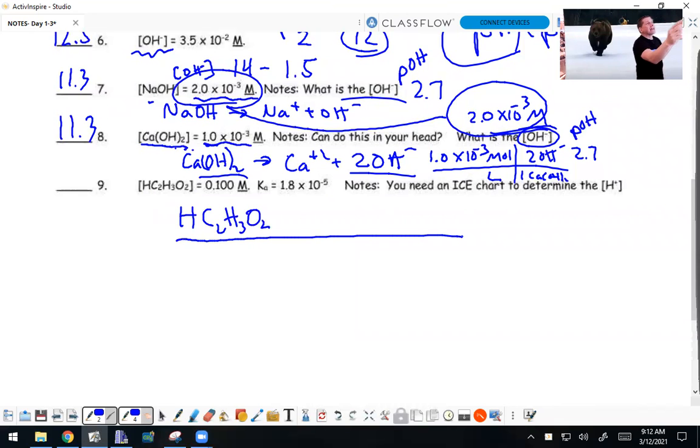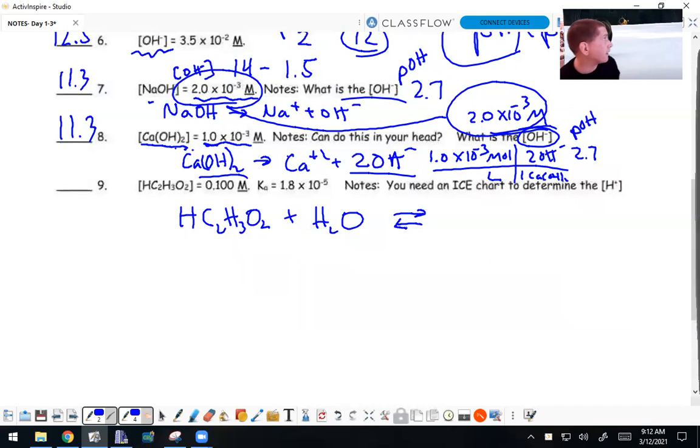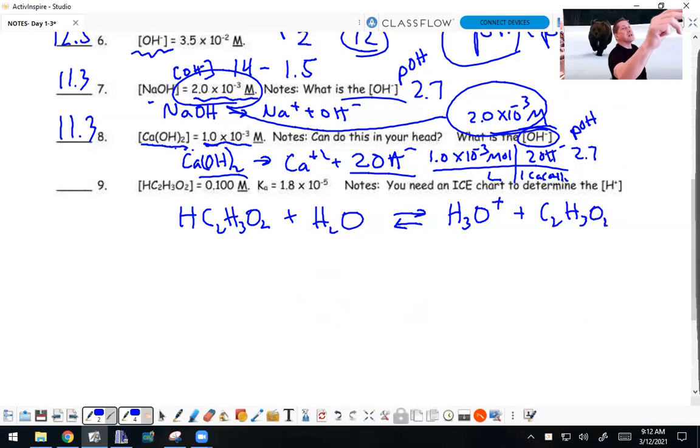HC2H3O2. This is acetic acid written in the inorganic chemistry method. And what I like to do when I do acids, I showed you, and I'm going to show you again today, is add water. Always add water to weak acids. Do it with the strong acids too. So with weak acids, we get H3O plus, the hydronium ion, and we get C2H3O2 minus, the acetate ion. All right, now this is equilibrium because it's a weak acid. So we have to do an ICE chart.